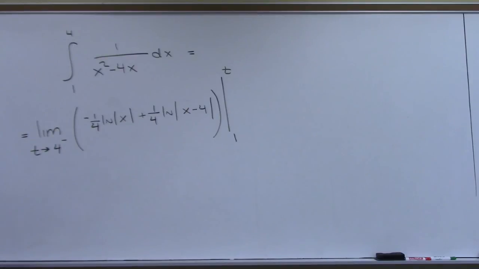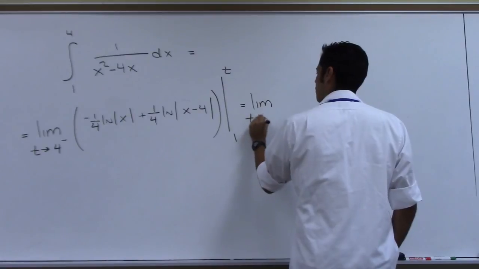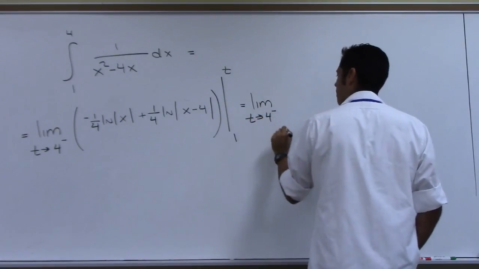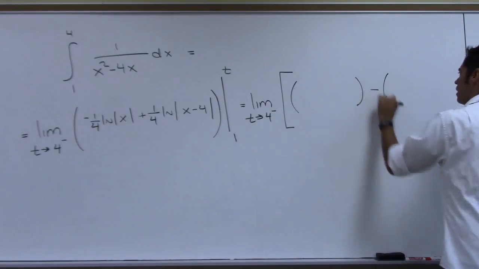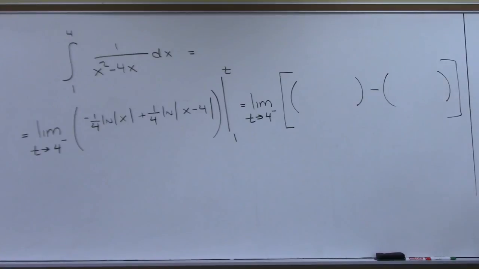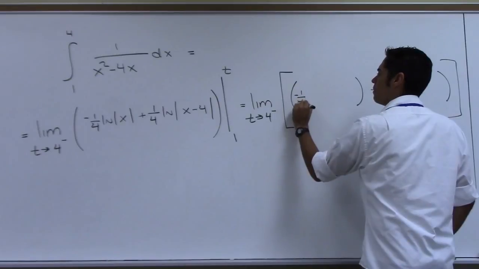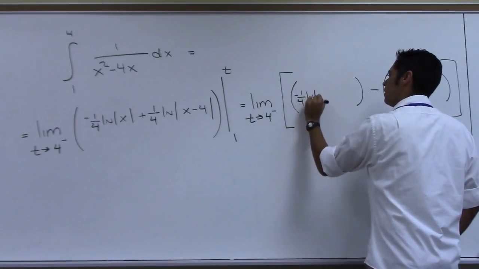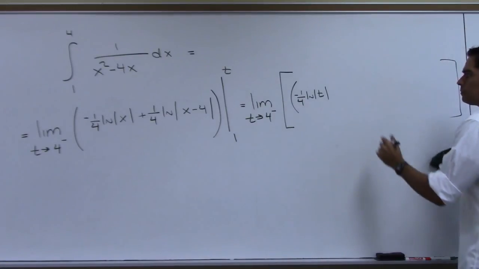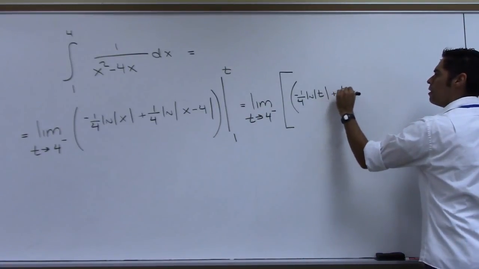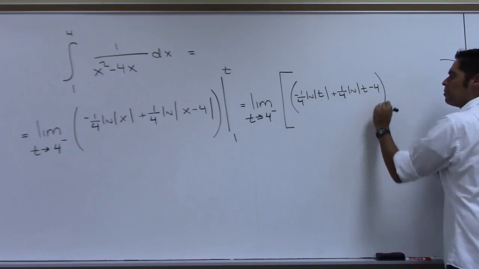All right, let's plug in the two things. Limit as t goes to 4 from the left. And then I have my two sets of parentheses. This might get kind of tight here. Plug in t first. Negative 1/4 natural log t. Definitely going to be tight here. I'm going to have to erase some stuff. Plus 1/4 natural log of t minus 4. That's what I get when I plug in t.